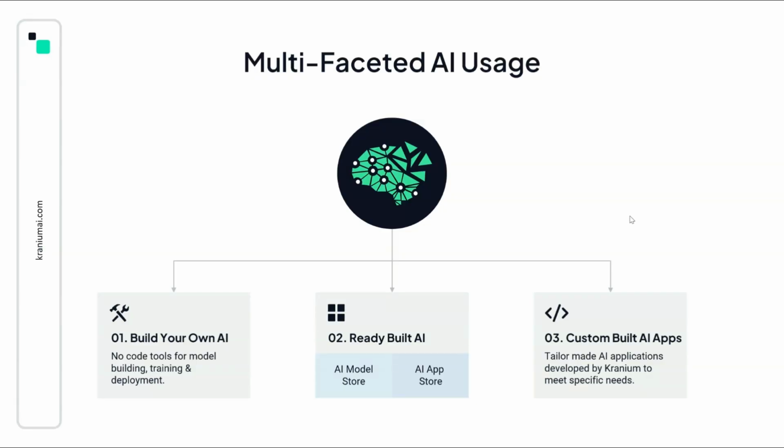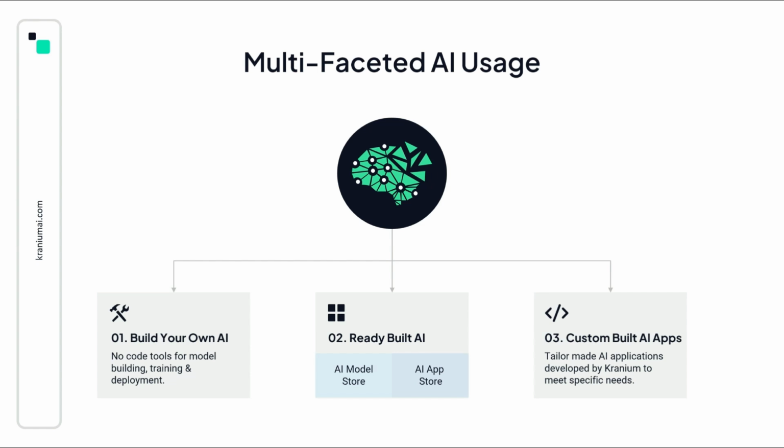Let's next talk about the second facet, the ready-built AI capabilities on Cranium. Cranium has a built-in AI model store and app store, which offer ready-built AI models and applications respectively, to help you start using powerful AI solutions without the usual expense or delay. You can save hundreds of hours of development and preparation time with the ready-built AI capabilities.